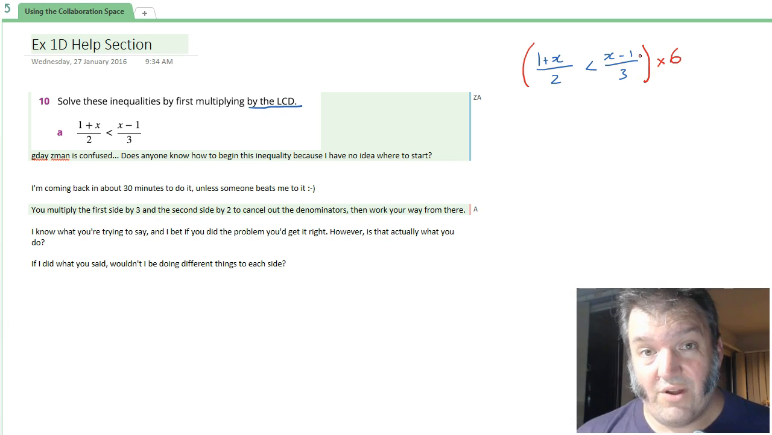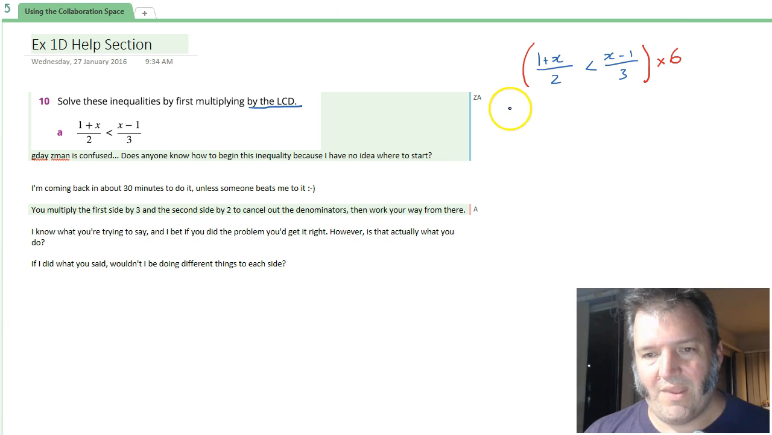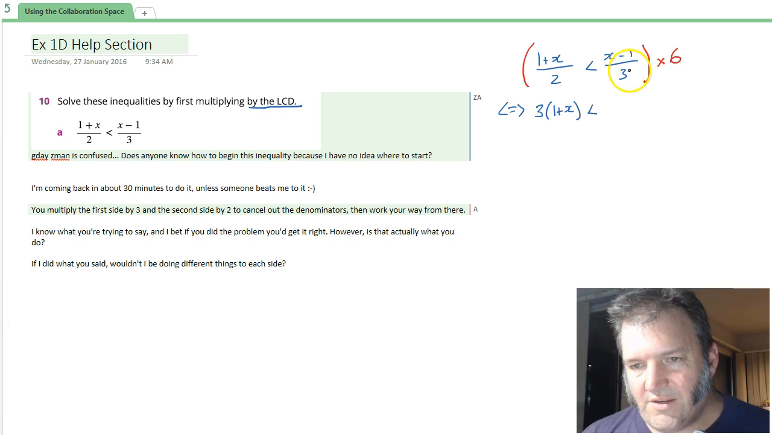Don't cross-multiply, because cross-multiplication isn't doing the same thing to each side. What are we doing when we think we're cross-multiplying? We're multiplying by a lowest common denominator. When I do that, here I'm multiplying the first term by 6, and then I'm dividing by 2, so 6 divided by 2 is 3. So I've just got 3 outside of 1 plus x is less than, and on the right hand side the 3 goes into 6 twice, so it's less than 2 outside of x take 1.